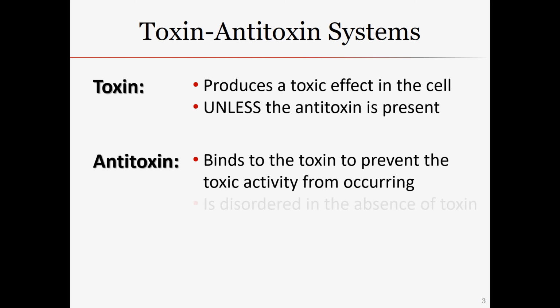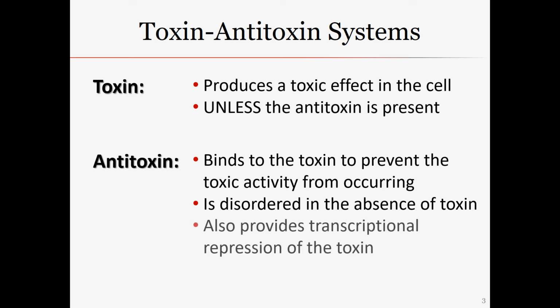The antitoxin is an intrinsically disordered protein that is easily degraded. Therefore, expressing the antitoxin alone is not a problem for the cell, but cells not expressing the antitoxin will quickly be depleted. In the presence of the toxin, the antitoxin also binds to the promoter for the toxin gene, providing transcriptional repression and therefore lowering the concentration of the toxin in the cell. This is a secondary mechanism to help prevent toxicity.